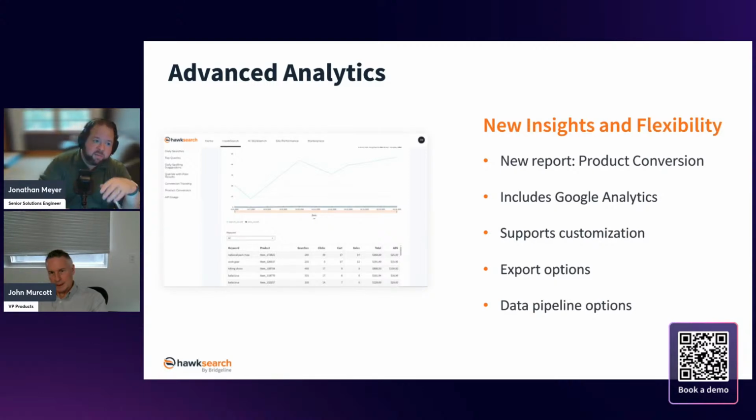I want to upload an image. I want to write a statement or a question that I'm looking for an answer for. I want to just do a part number search, those kinds of things. How do we report on that so that when you're using HawkSearch, you have insight into how the tool is performing for you?